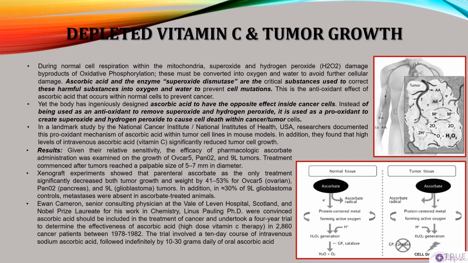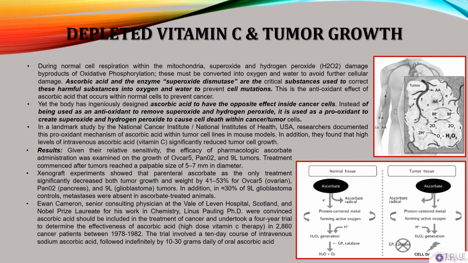The body has ingeniously designed ascorbic acid to have the opposite effect in cancer cells. Instead of being used as an antioxidant to remove superoxide and hydrogen peroxide, it is used as a pro-oxidant to create superoxide and hydrogen peroxide, and this causes cell death in the cancer cells. In a landmark study by the National Cancer Institute in the US, researchers documented this pro-oxidant mechanism of ascorbic acid within tumor cell lines in mouse models. In addition, they found that high levels of intravenous ascorbic acid, vitamin C, can significantly reduce the growth of tumor cells.